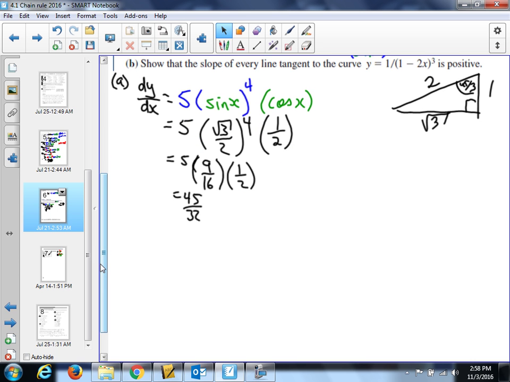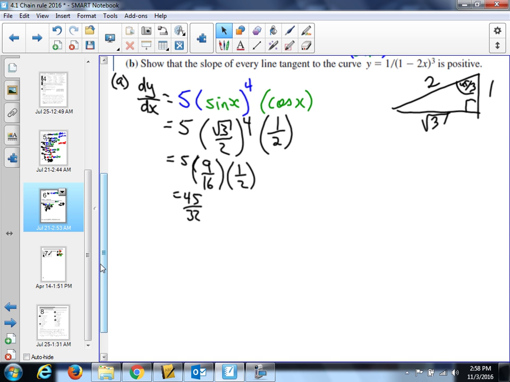Okay, what's B asking? Show that the slope of every tangent line to the curve 1 over 1 minus 2x, all cubed, is positive. How would we do that? Slope of a tangent, well, right away that tells you you need to do the derivative. Okay? Then you can show that it's positive. It must involve an even power then. Not an evil power, an even power. Because then things would come out to be positive.